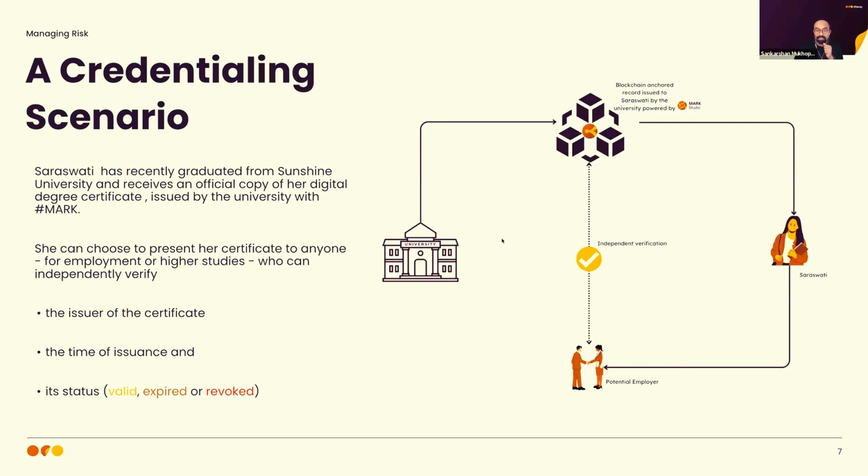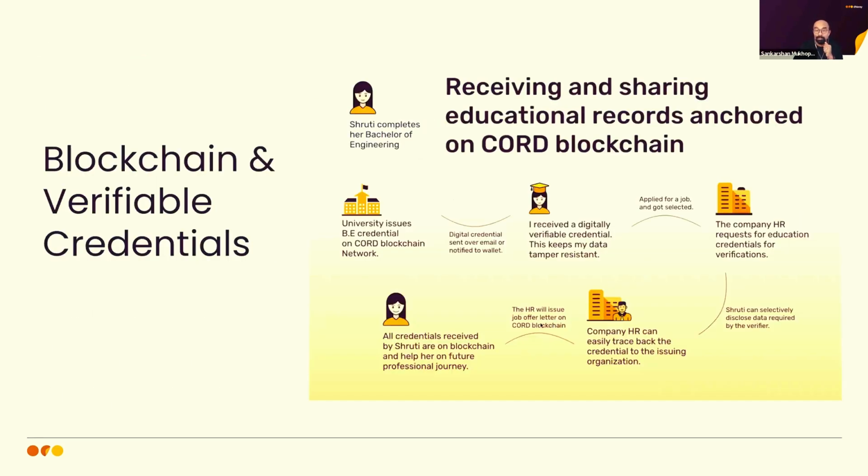In this case, as you can see, there are certain things introduced over here. The fact that there is a blockchain. This represents, in case of Dhiway, the CORD blockchain network that we have. The Mark Studio is the credentialing platform that is used by the university to issue records. A bit more elaborate layout of it is this illustration, where let's say the university issues a record and anchors the transaction record of it on the CORD blockchain.